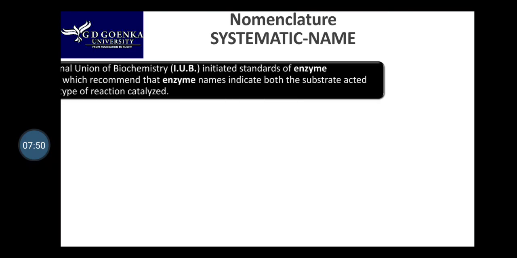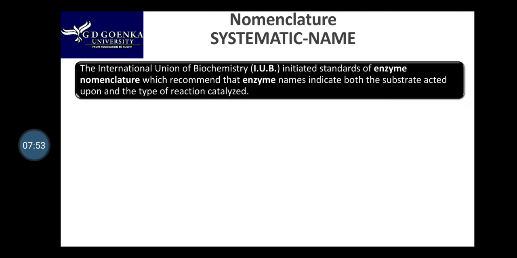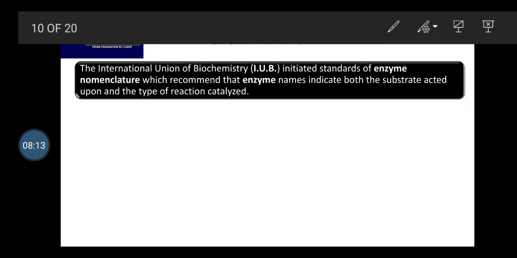Systematic name. So now what happened? A new name was given, the systematic name, which is also called a scientific name. The International Union of Biochemistry initiated standards of enzyme nomenclature which recommended that enzyme names indicate both the substrate acted upon and the type of reaction catalyzed. Here from the enzyme names we can know the type of reaction and the substrate that is going to be acted on. So this is a scientific name.